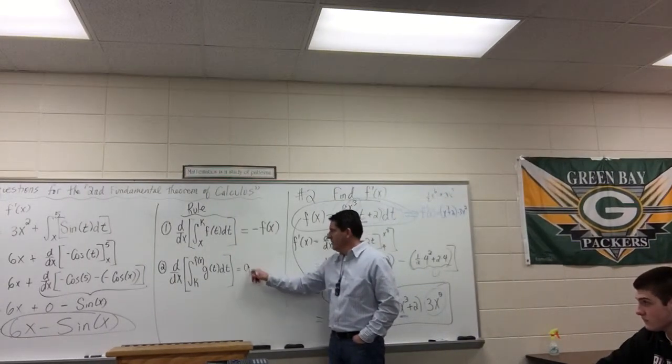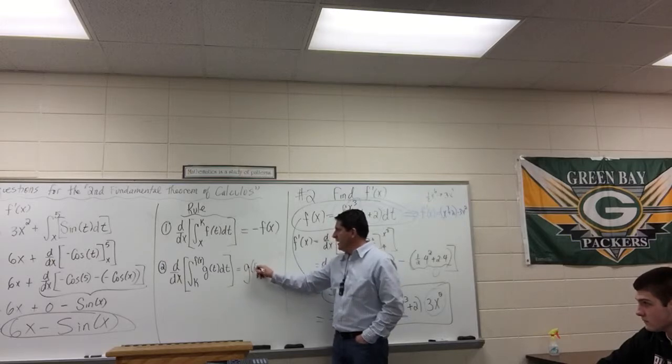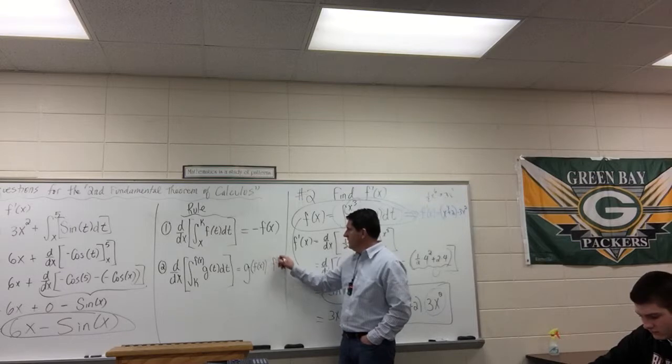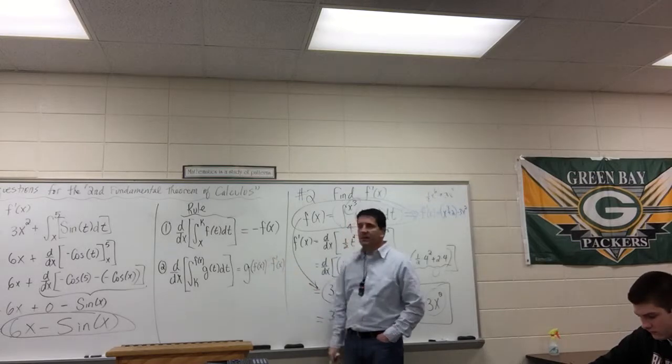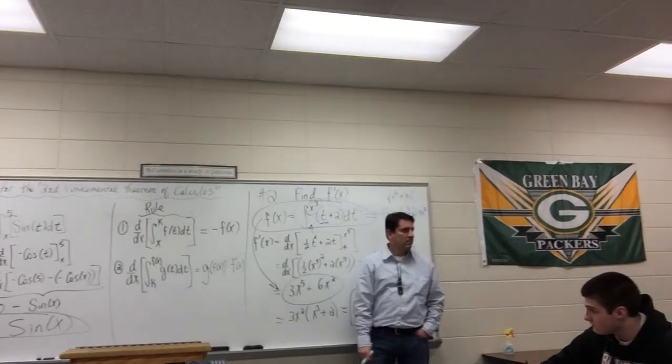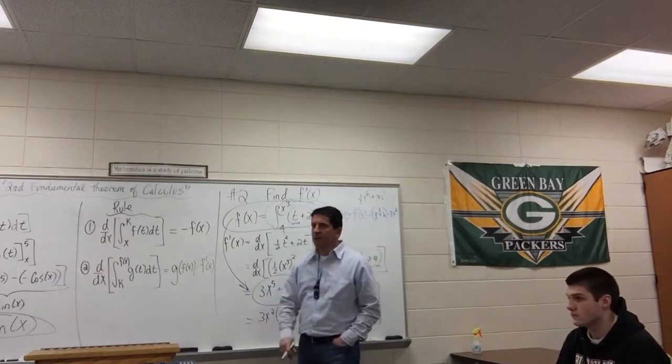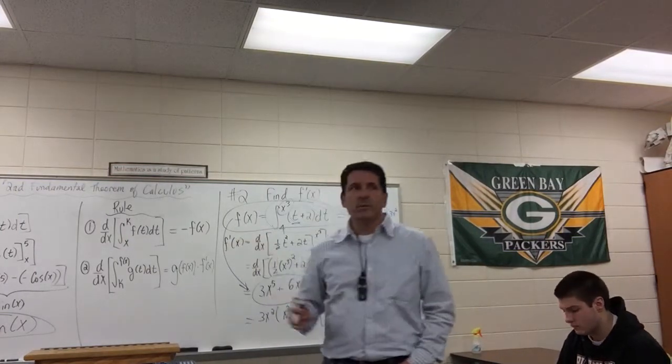Perfect. G of f of x times f prime of x. Okay. That's the general rule. Now you handle it. It's just what we did in number 2 and number 3.